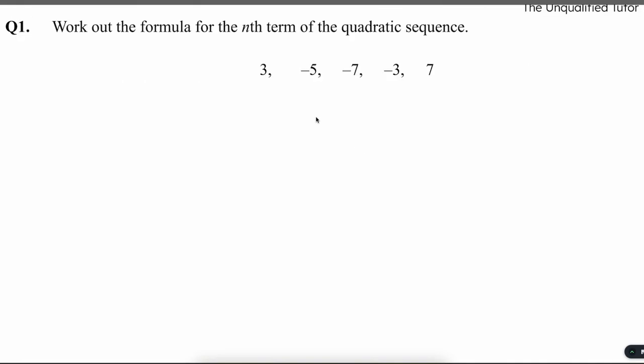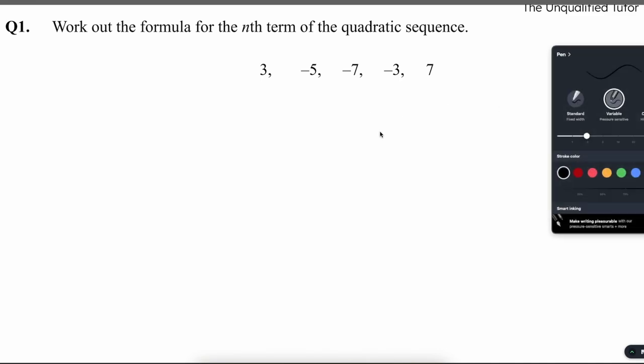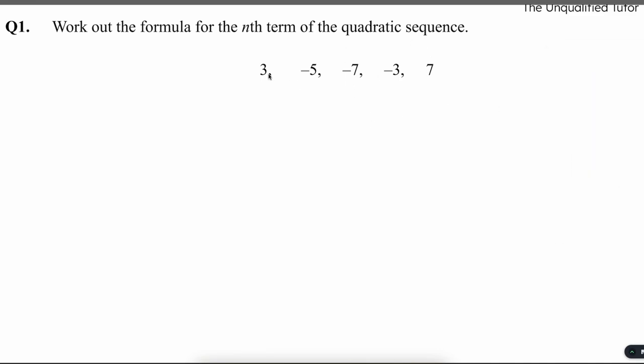Work out the formula for the nth term of the quadratic sequence. So here we have the sequence. To find the quadratic nth term, first you need to find the difference between each of these terms. So that's minus 8, minus 2, plus 4, and then plus 10. And then each of these go up by plus 6.